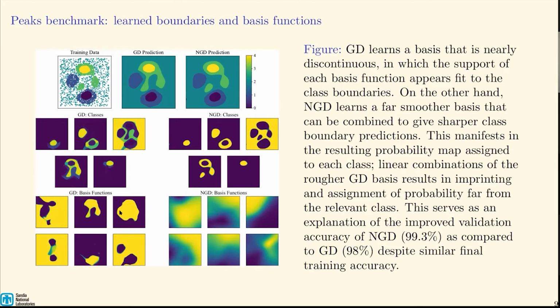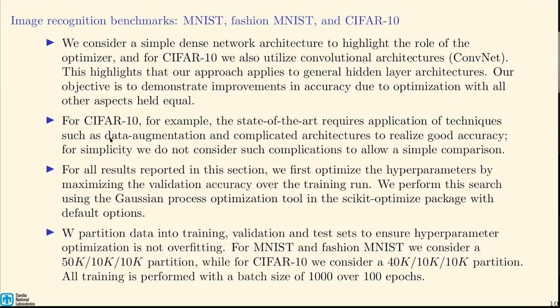So they sort of have to fit to the classes already, whereas with Newton gradient descent, since you're gaining much more accuracy using optimal choices for the linear layer weights, you're not demanding as much from your basis functions, and you can still recover the classes better than you can using gradient descent.